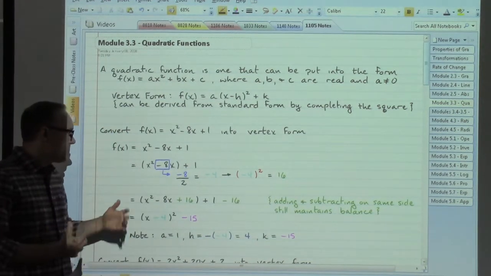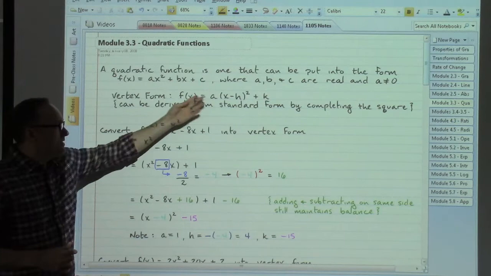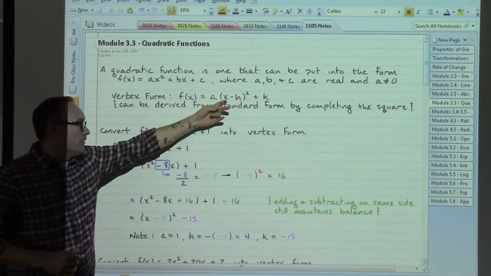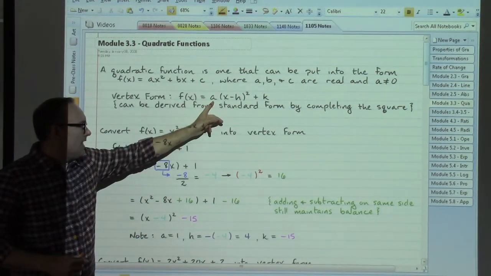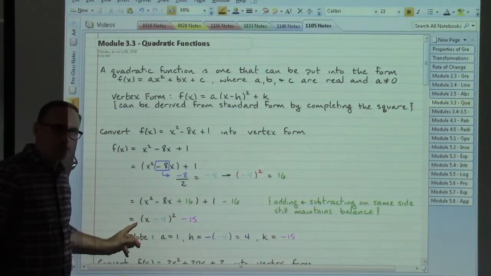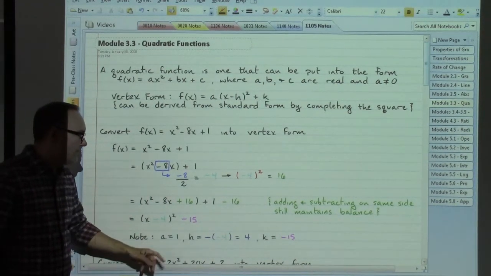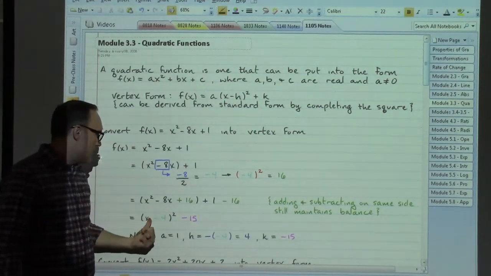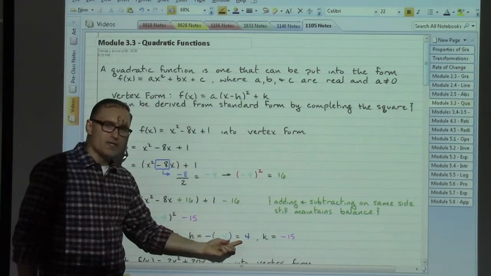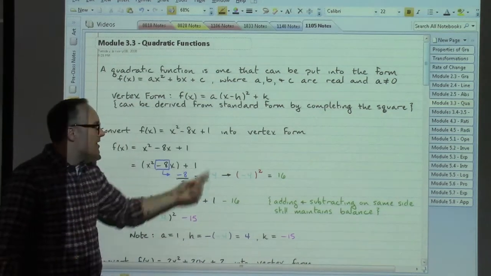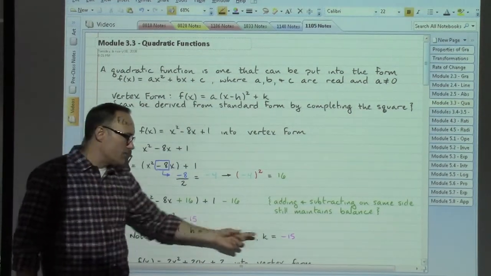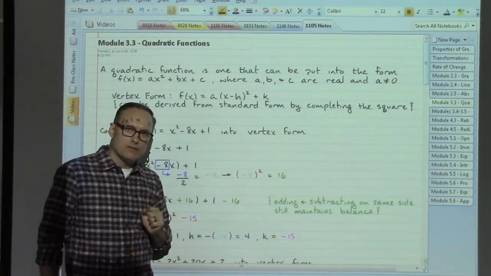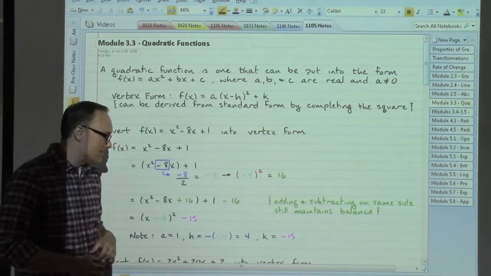So what we have showing up here in comparison to that standard vertex form: a, the number out in front of our parentheses, is a 1. x minus h, x minus 4, so 4 is the h number, and then the k is all the way at the tail end, so the k is this -15. Talk about what that is in a minute.